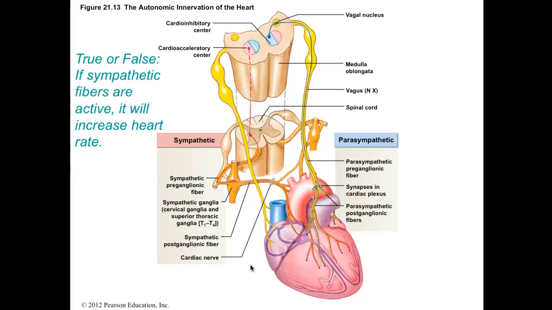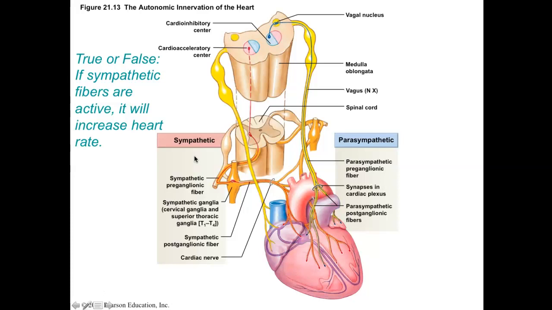So that's going to maintain a regular heartbeat. You can speed up or slow down your heart rate because we have a nervous system, right? The nerves will travel to the heart and stimulate the heart to either slow down or speed up. And so remember this, right? If we have sympathetic fibers active and they are reaching the heart, then it's going to speed up the heart. This is your fight or flight response.